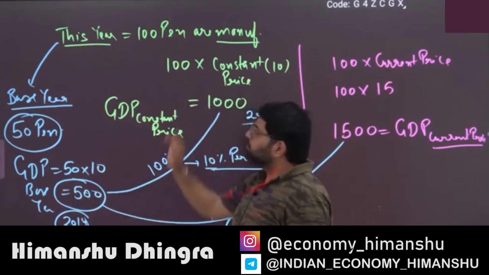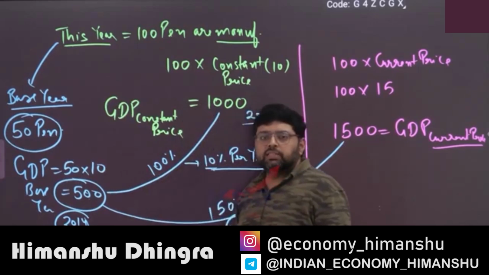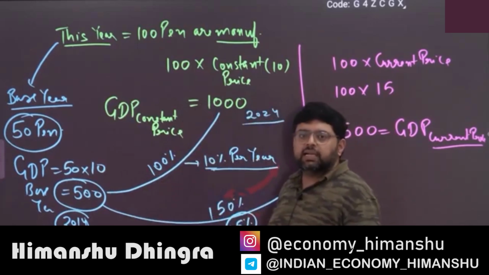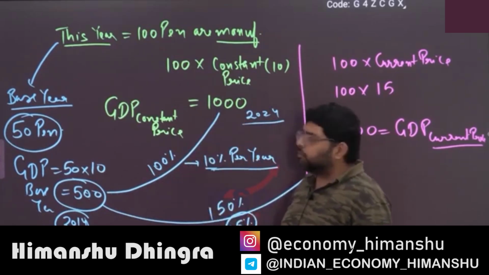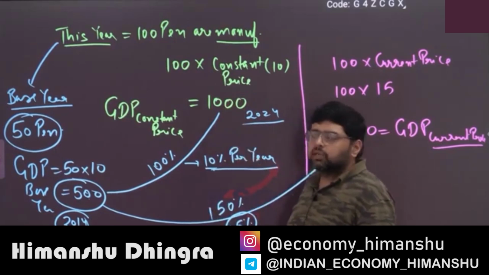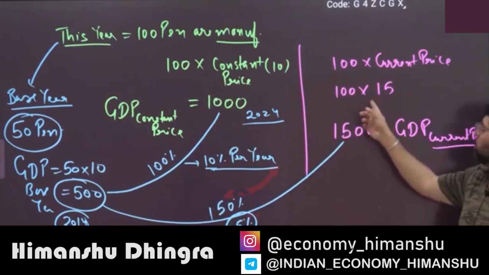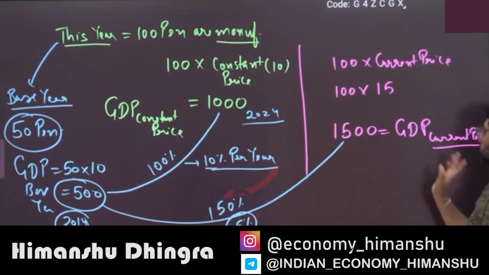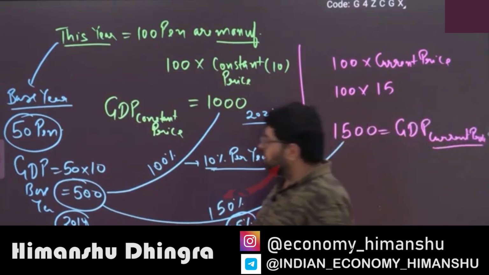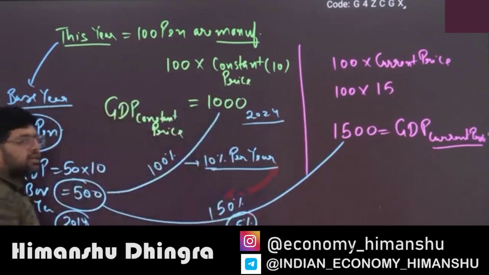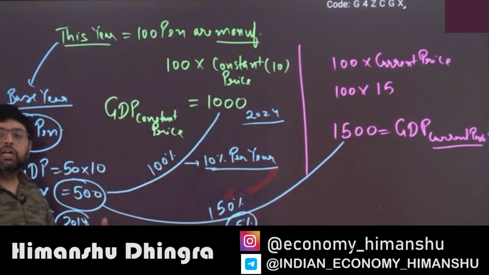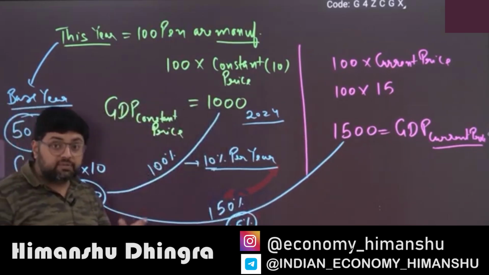Now this year, 100 pens are produced. If I calculate GDP as per the prices of base year, that is constant price, the GDP will be 100 into 10, that is 1000. If I consider GDP using current prices, the GDP will be 100 into 15, so it is 1500. So when I compare, you can say what the growth rate is. I told you GDP in numbers as well as growth rate.